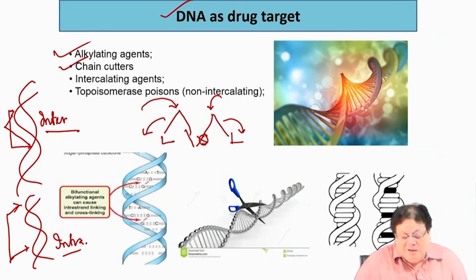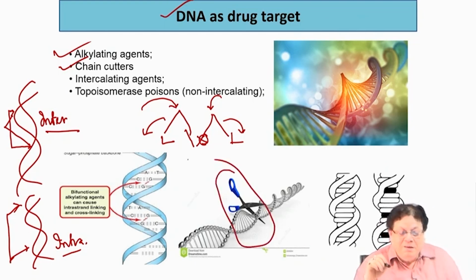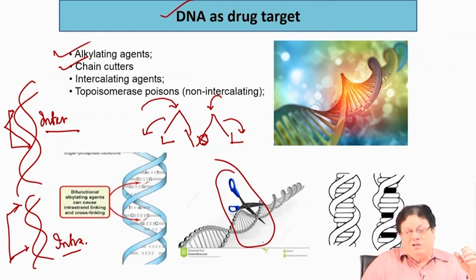Chain cutters, that is even more direct, you have an agent which breaks the double strand DNA into two pieces. I just showed in this cartoon picture, this is the double stranded DNA, you have a scissor, these chain cutters are also called artificial scissors.